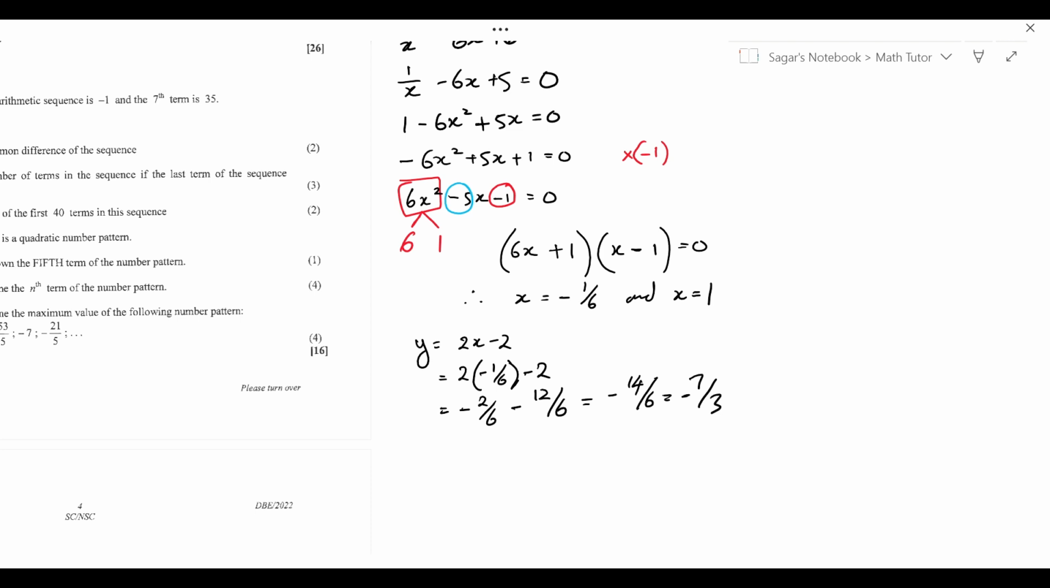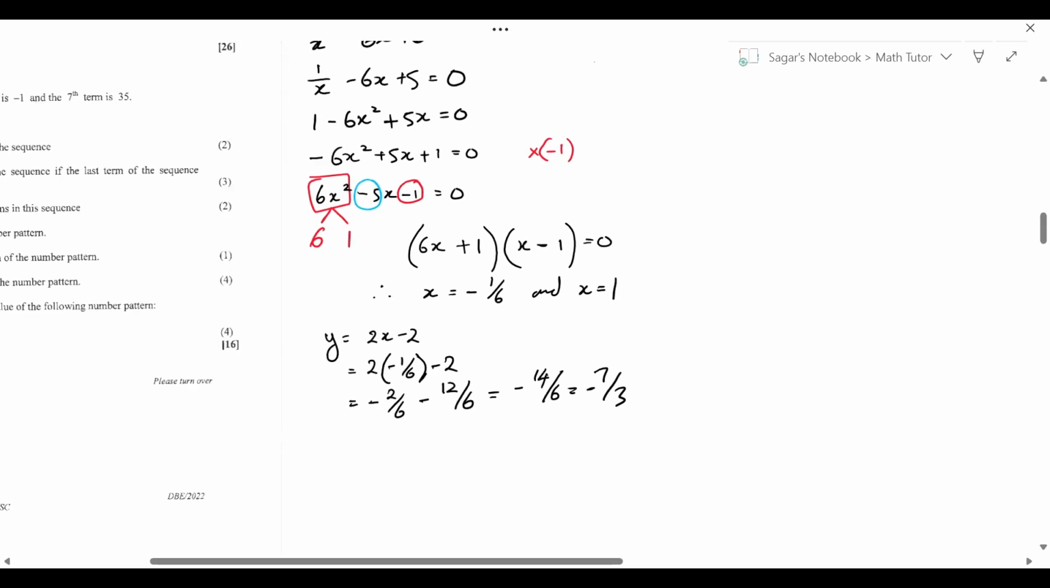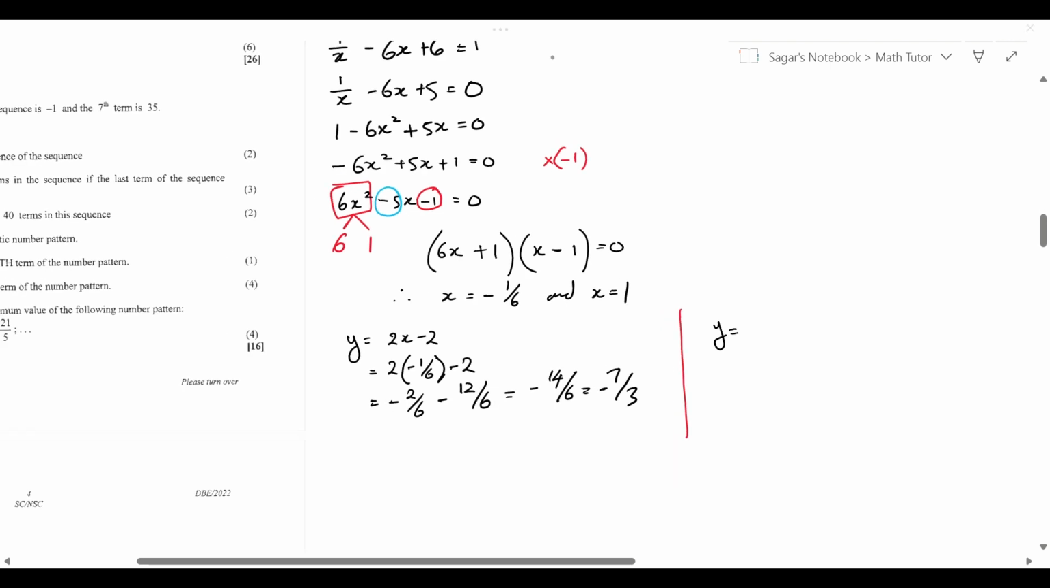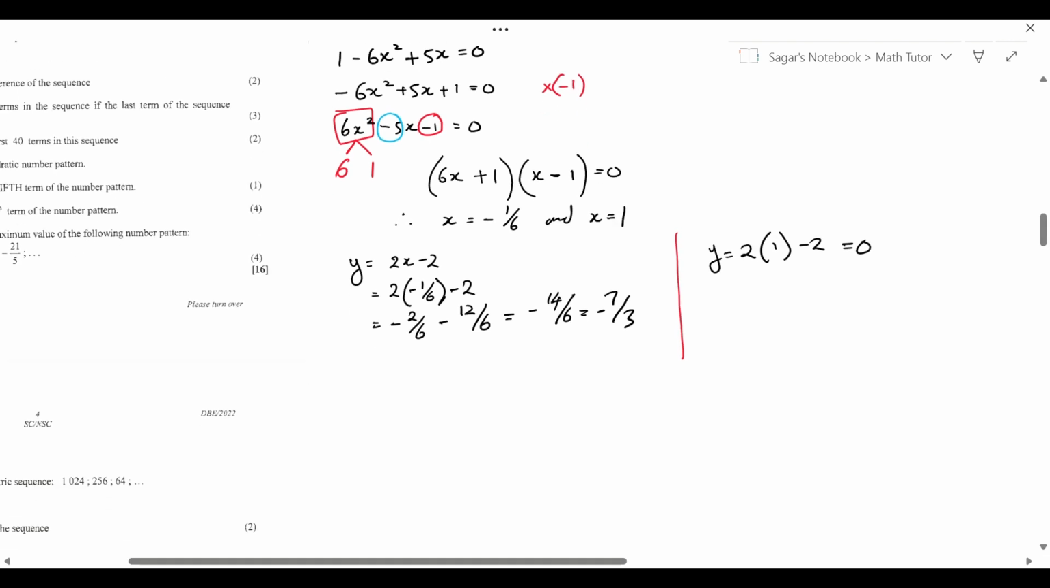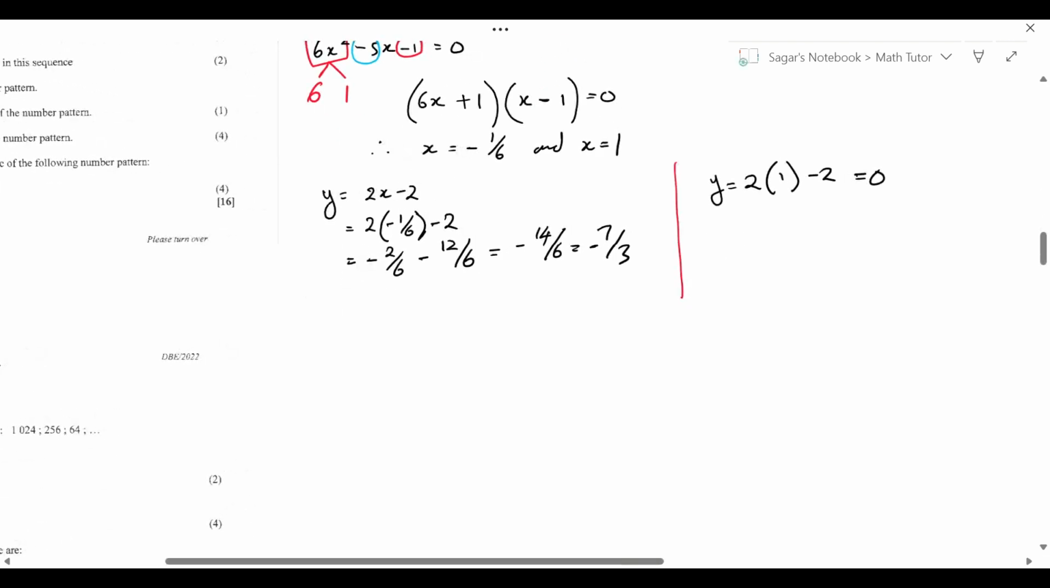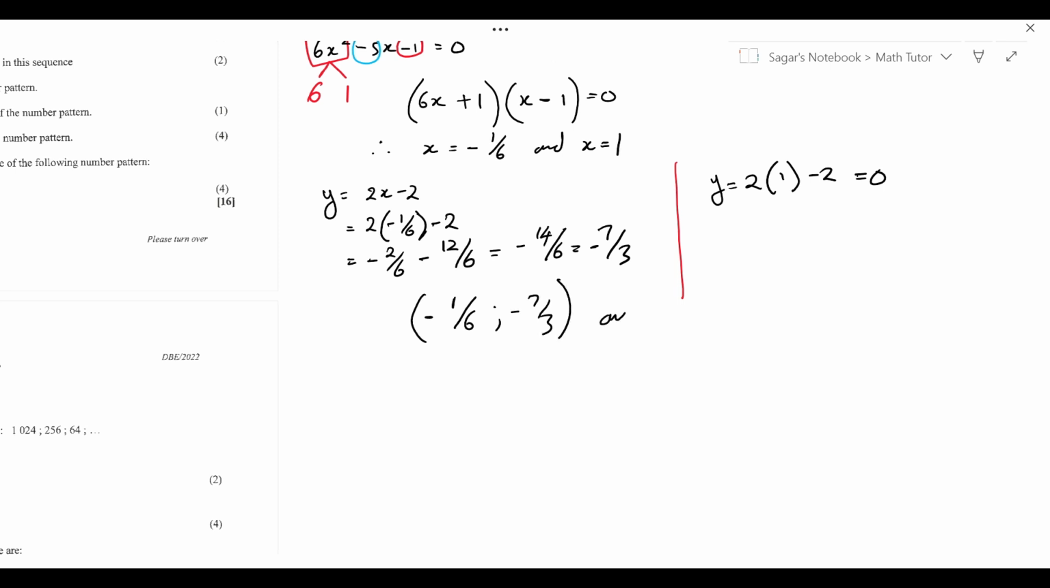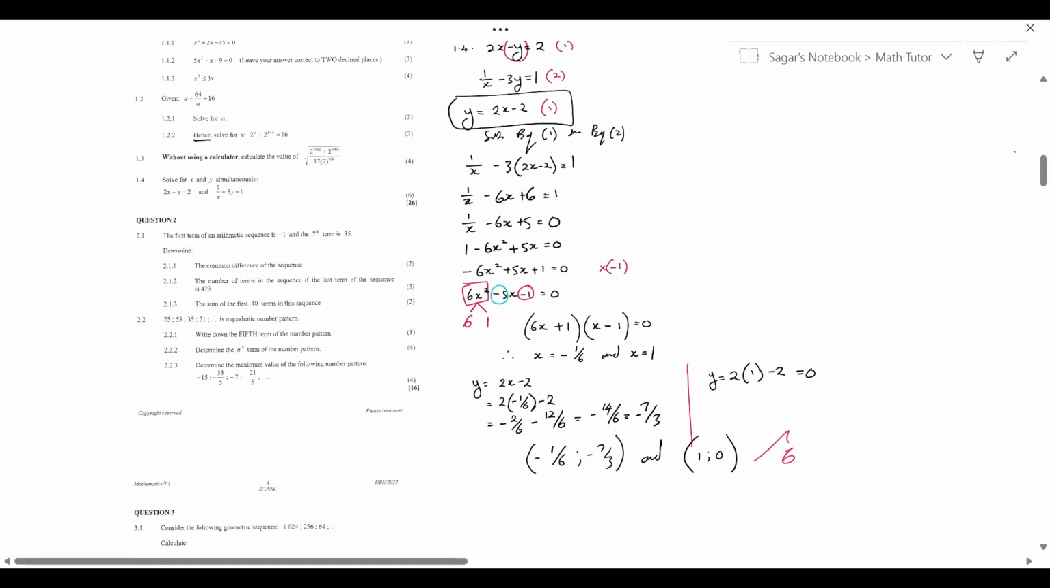Right. Now we need to substitute in x equals 1. So y equals 2, sub in the 1, minus 2, and y is equal to 0. Right. Now we need to write this in a good form, which is most likely coordinate form. Right. That's just to show our corresponding values. And that's the solution. 6 marks.